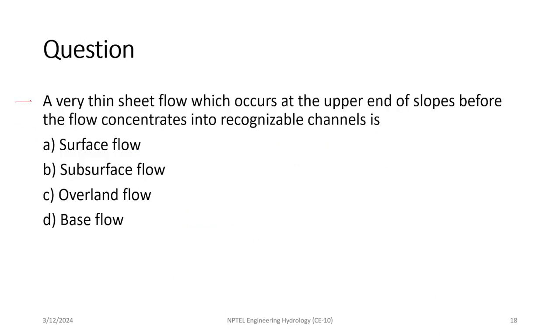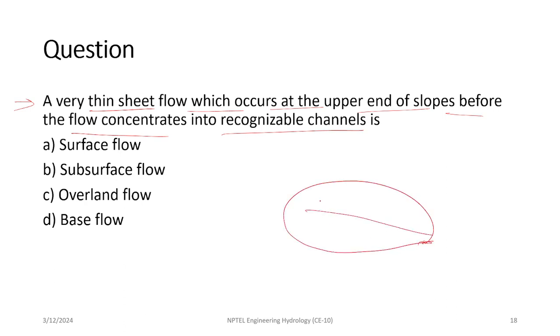The next question here is: a very thin sheet flow which occurs at the upper end of a slope before the flow concentrates into a recognizable channel. So overland flow. Yes, it is just saying this part, this thin region I am highlighting here. So yes, overland flow is the answer. Once this water gets accumulated, the surface flow starts, because now the entire water has been guided into a particular stream.